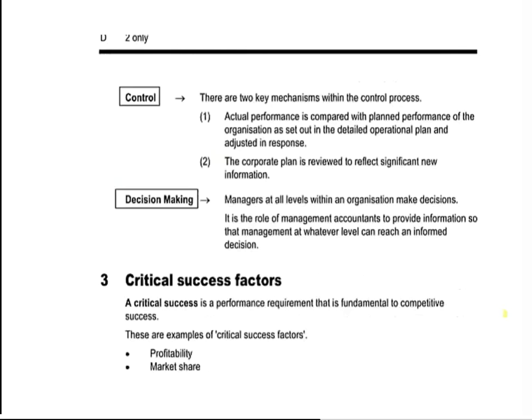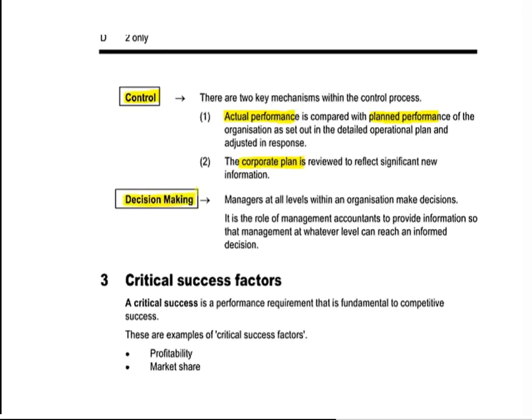As well as using our objectives then to plan and set our budgets, at the end of the period we can use them for control. So comparing our actual performance with our planned performance, and that's the sort of variance analysis that we've been talking about before. But we might also think about revising and reviewing our corporate plan. So businesses can't just set a plan and then carry on with it regardless of what's happening in the external environment. So they need to take into consideration external factors too.